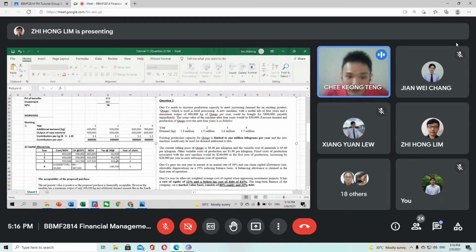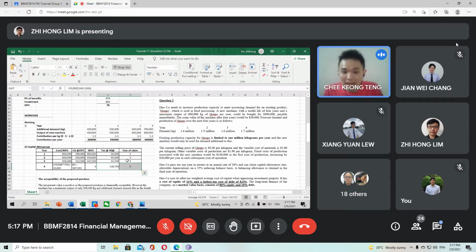The last year you need to be careful. The last year will be the written down value at the end, and then minus the scrap value, because only 4 years. Minus the scrap value, which means that the last year, the balance will be the total depreciation already for the last year. The 307,500.